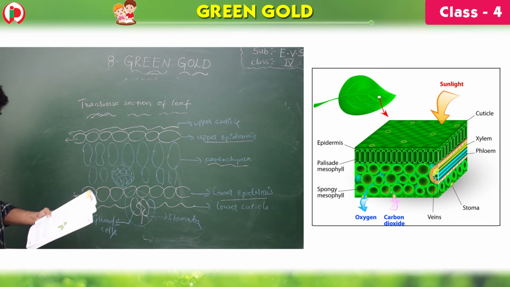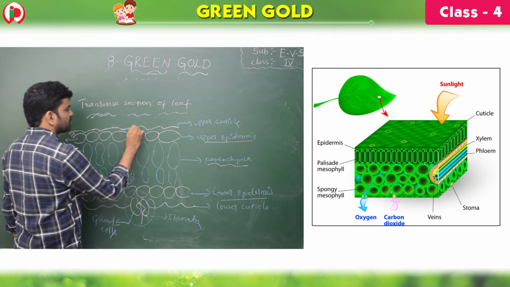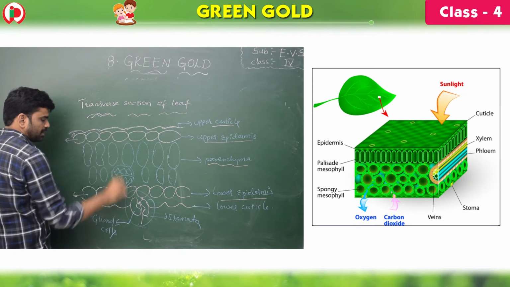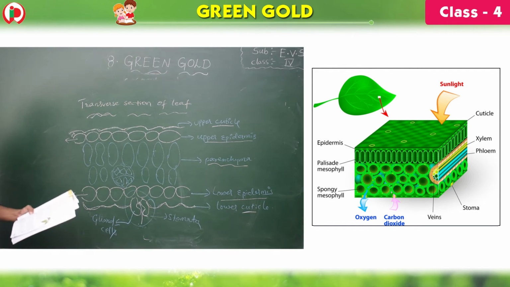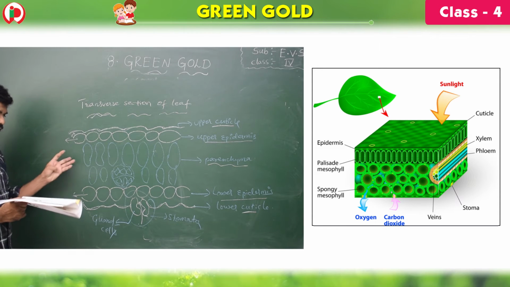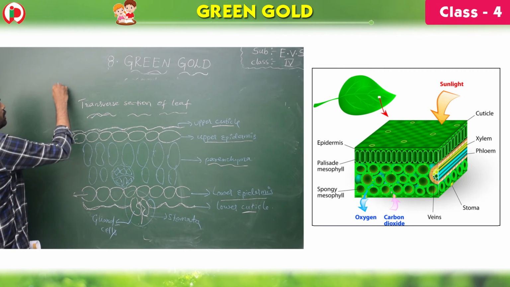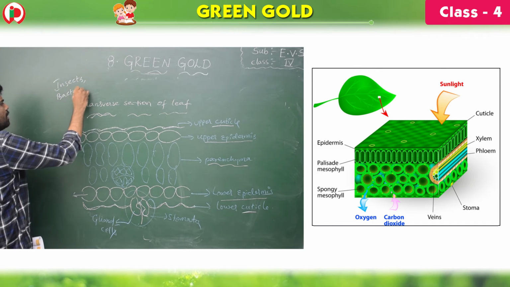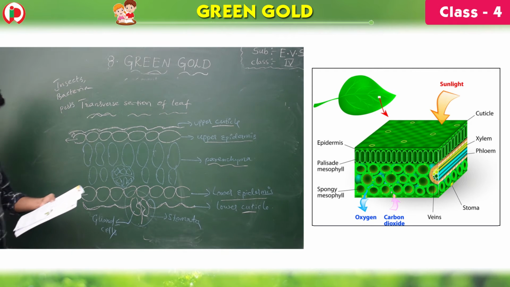The epidermis also secretes a waxy substance. This waxy substance is called cuticle, on the upper and the lower side. The epidermis and the cuticle protect the leaf from insects, bacteria and other pests.